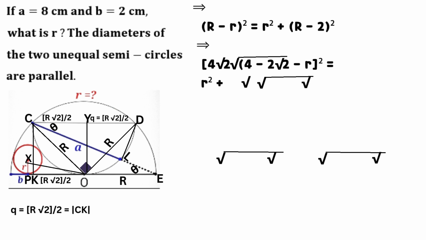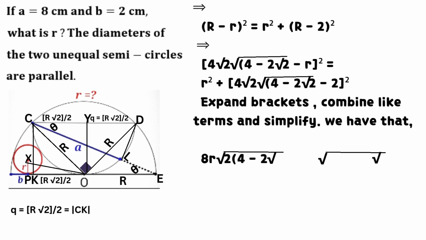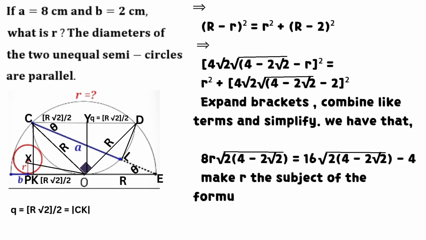The square of R minus small r equals the sum of the square of small r and the square of R minus 2. We obtained the equation as shown on the screen. Expand brackets, combine like terms and simplify. We have that the product of 8 times small r and the square root of 2 times 4 minus 2 times the square root of 2 equals the product of 16 and the square root of 2 times 4 minus 2 times the square root of 2 minus 4.